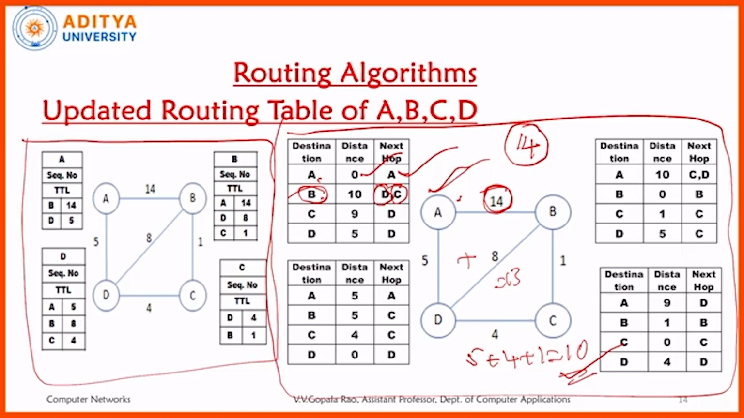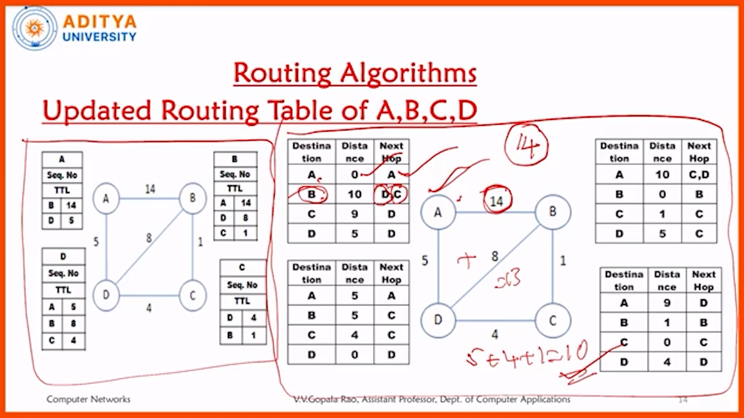Suppose you see A to C, let us say, there is no direct path. But because there is sharing of information by the neighboring routers, C information can be shared to D and C information can be shared to B. So D can share the information to A and B also can share the information to A. Finally, A will get the information of C also. So that is the reason A can also calculate the distance from A to C.